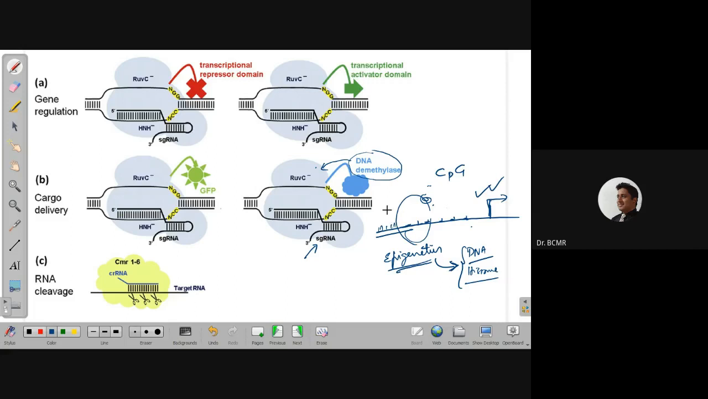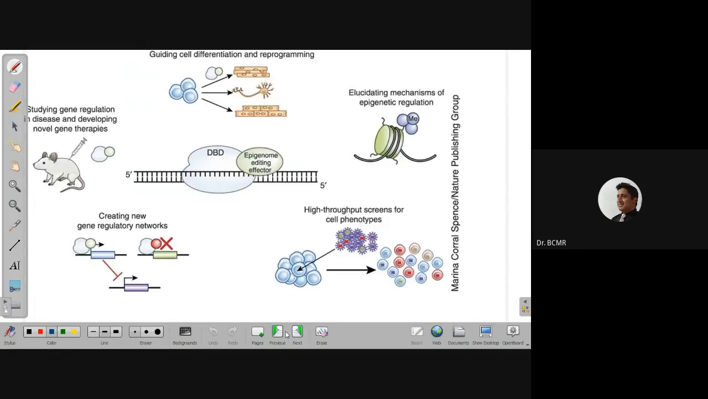So you can make the genome do anything you want. Basically, that is how you can visualize it. These are important for studying gene regulation, like we described. And just now I described that if you want to study epigenetic regulation, or control gene regulation, you can do a lot of things using CRISPR-Cas9.